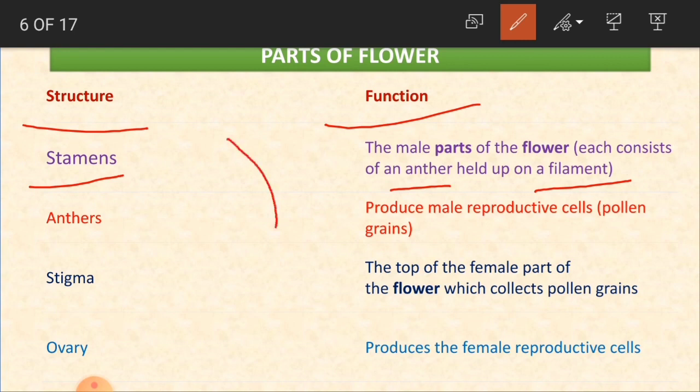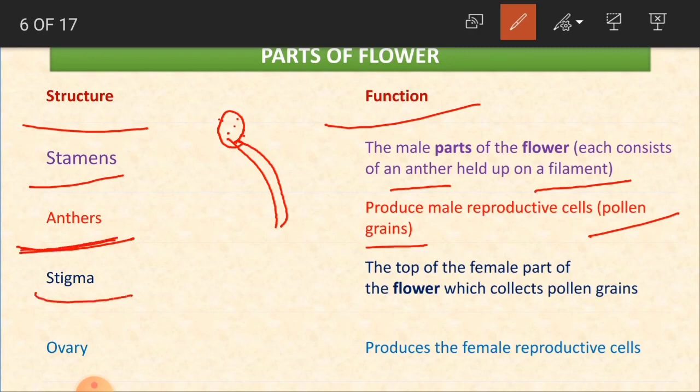Filament is a small stem-type part, and this anther, which you have seen in the diagram, is yellow in color. It produces male reproductive cells, which are pollen grains. It is yellow in color and has some dots on this part. Those are called pollen grains. So that part is called the anther.